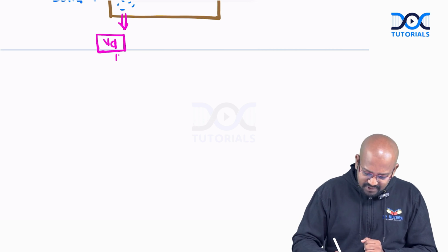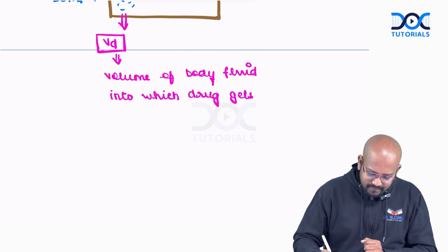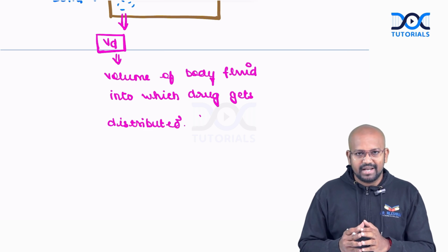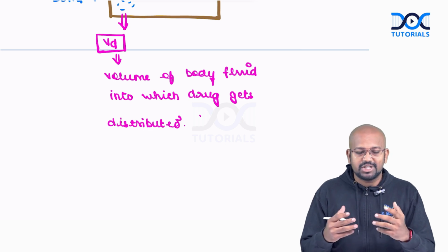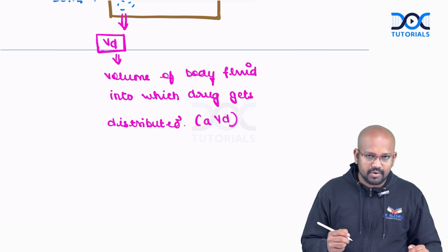If you put it as a definition, volume of distribution is the volume of body fluid into which the drug gets distributed. This is what is called volume of distribution. We cannot actually calculate how much ml of fluid the drug is getting distributed. That's why we don't call it Vd. Instead, we call it apparent volume of distribution.